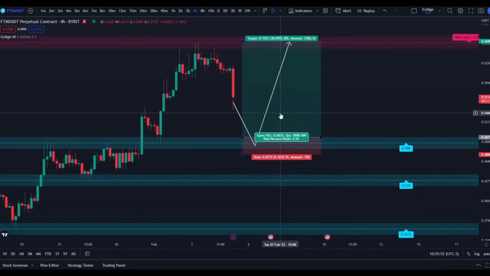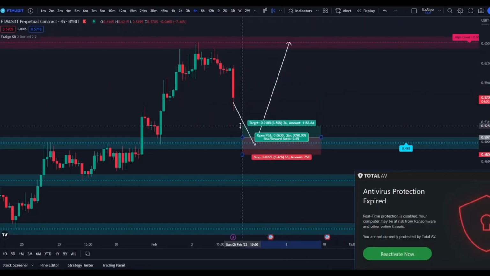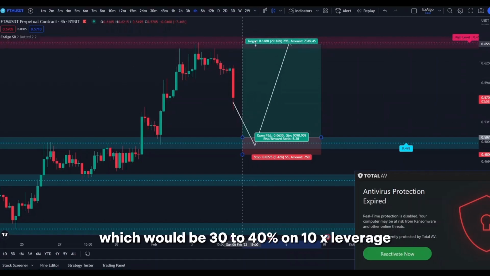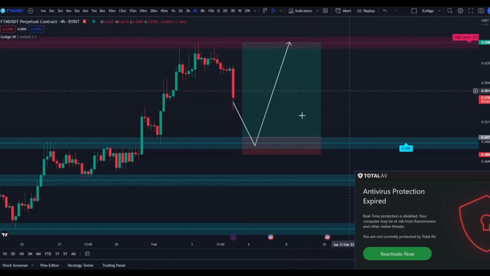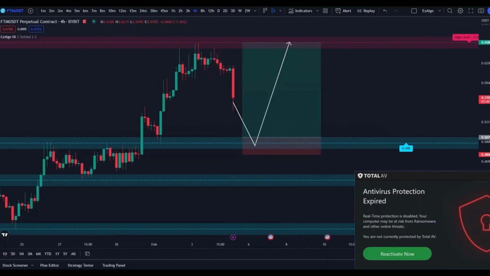Now, obviously you're not going to hold the entire trade until it gets back up to this high level. What I like to do is partial take profits. So anytime that I'm happy with my percent return, let's say I'm up 3 to 4% on no leverage, which would be 30 to 40% on 10x leverage, I'll take some profit, move my stop loss to break even, and then just take profit on the way up. So I'm constantly locking in gains.